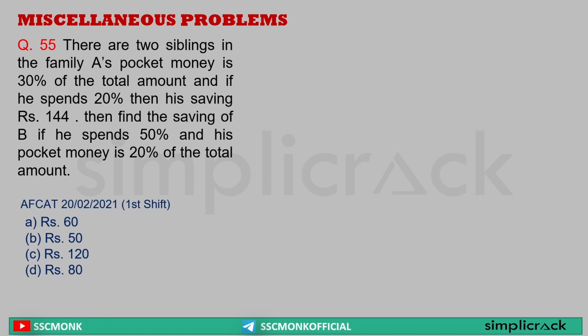There are two siblings in a family. A's pocket money is 30% of the total amount. If he spent 20%, then his savings is 144. Then find the savings of B if he spends 50% and his pocket money is 20% of the total amount. Okay, now let's say the pocket money is equal to X. Now what happens in A? A got 30% of X, that means 3 by 10 X.